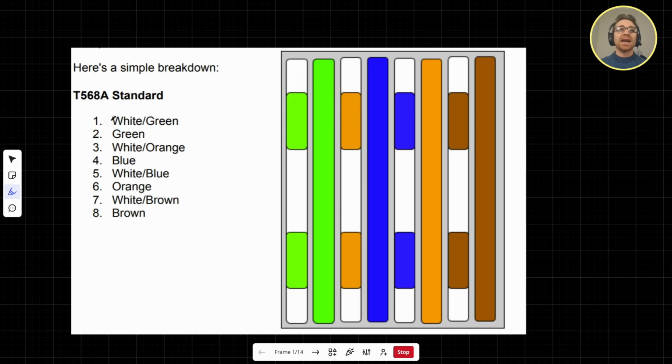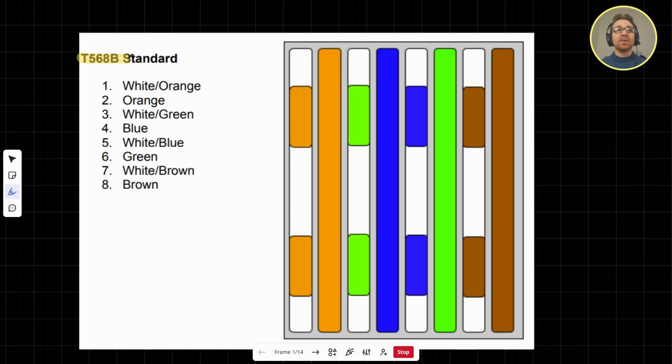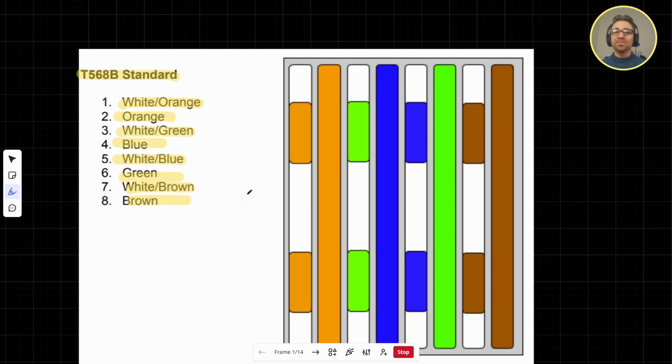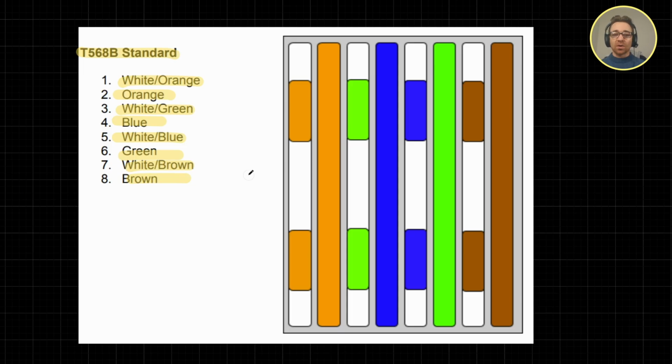For the T568A standard, it is white and green, then green, then white and orange, then blue, then white and blue, then orange, then white and brown, and then brown. Take a screenshot of that image if you want to. This is all in my learning guide, but if you don't have that, you can take a screenshot of this image. I'll give you some bits and pieces of it in this free series. The T568B standard is white and orange, then white and green, then blue, then white and blue, then green, and then white and brown. So you may be asked, what is the correct order of these wires? And you're just going to have to know it.